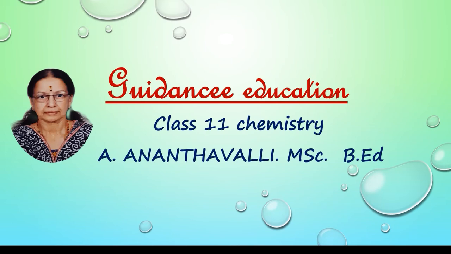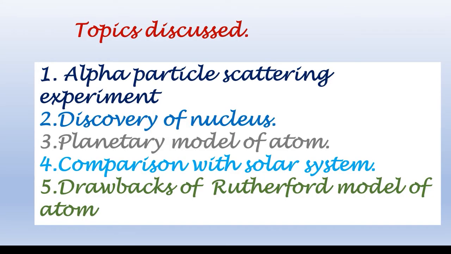In this video, we are continuing Class 11 Chemistry, second chapter, Structure of Atom. Now, we will see the topics that are discussed in this video. The topics discussed are alpha particle scattering experiment, discovery of nucleus, planetary model of atom, comparison of atomic model with solar system, drawbacks of Rutherford's model of atom, that is planetary model. This video will help you understand the basic concepts regarding the structure of the atom.